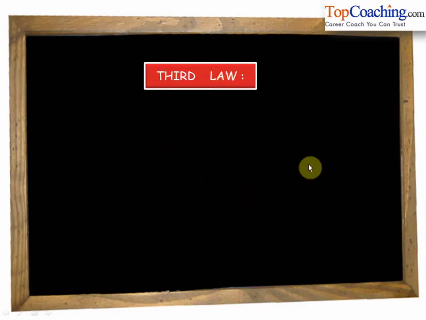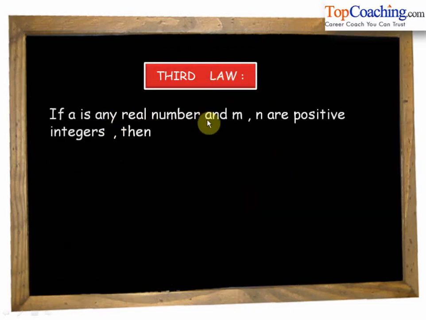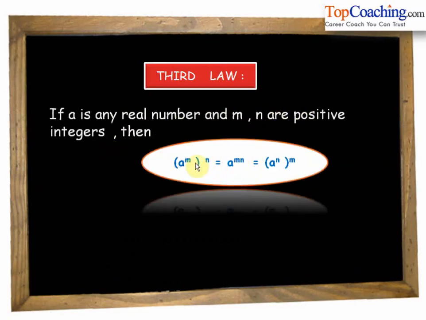Let's see the third law of exponents. If a is any real number and m and n are positive integers, then a to the power of m whole to the power of n is equal to a to the power of m into n, which is equal to a to the power of n whole to the power of m. So we simply multiply both these exponents, and this could also be written as a to the power of n to the power of m.